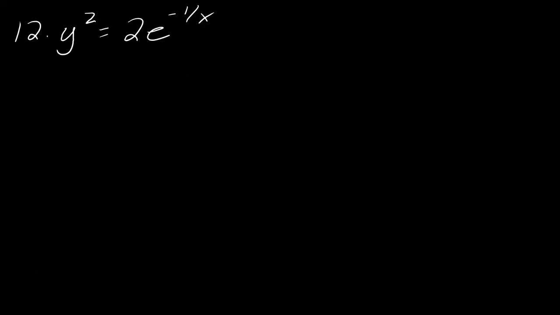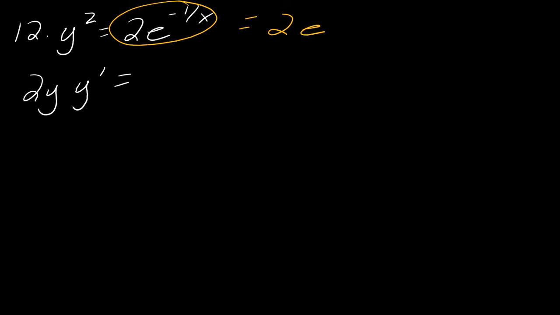Okay, so for number 12 here, I've got y squared equals 2e to the negative 1 over x. So this one, once again, is using implicit differentiation because this is y squared and not just y. So I can go ahead and start taking the derivatives of everything. So this is going to be 2y times y prime. And then on this side, I might want to just take a second to think about what this is. I could alternatively think about this as 2e to the negative x to the negative 1. That might just help me, and now I can more easily take the derivative here.